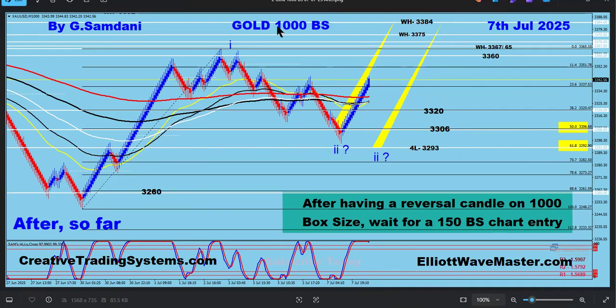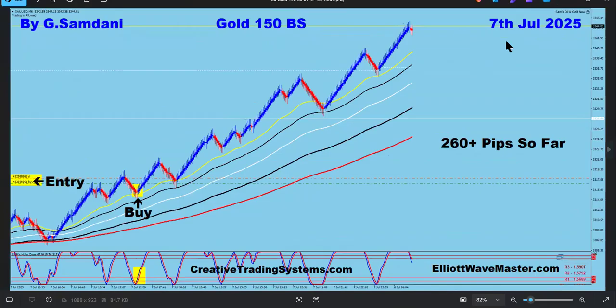See this $1,000 size reversal candle, and it starts to go to the upside, blue candles. Then I look for my 150 BS chart entry, which is right here. Right, it's on the 7th. So this started to go to the upside, the entry here, and 260 pips to the upside.